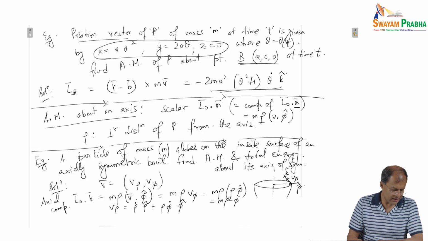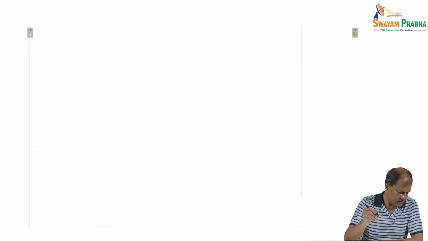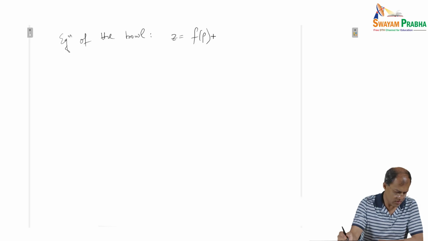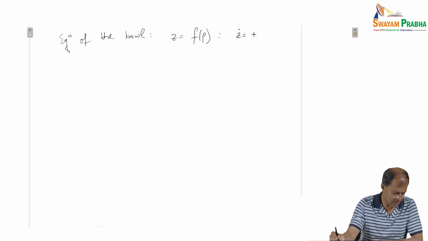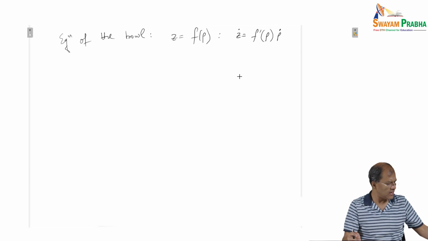Suppose I'm not going to write the equation of the hemisphere, but we need the equation of the hemisphere in order to write the potential energy. So let us say we already know that. That's fairly easy to write. So let us say the equation of the bowl is Z is f of rho, and our Z dot is f prime of rho times rho dot.